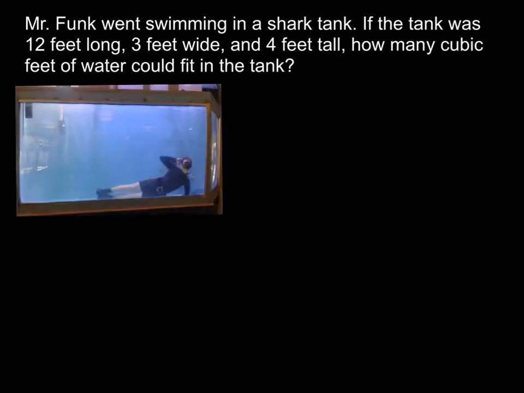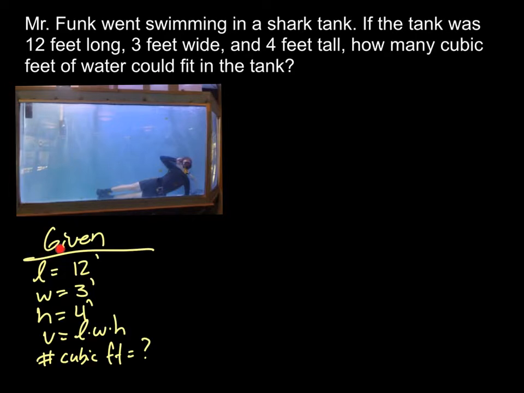Try another problem. Mr. Funk went swimming in a shark tank. If the tank was 12 feet long, 3 feet wide, and 4 feet tall, how many cubic feet of water could fill or fit in the tank? How many would fill the tank? Write your given, solve the problem, and then I'll show you how I would do it.